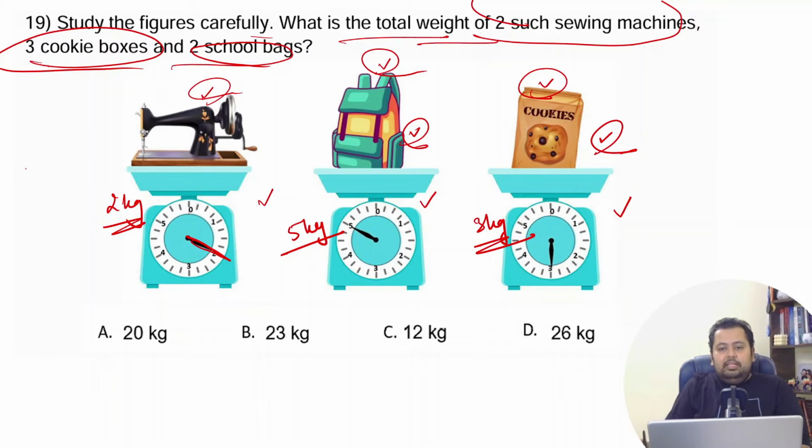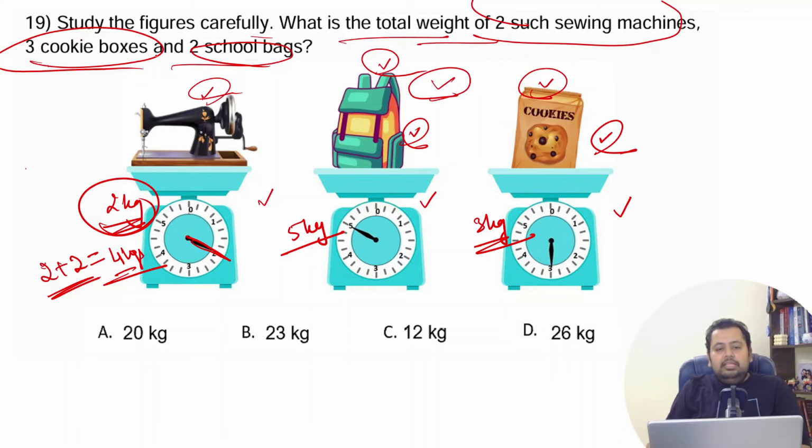Now, two sewing machines will weigh how much? It will be 2 plus 2, that is 4 kgs. Again, school bags. He brings two school bags, so two school bags would weigh how much? 5 plus 5, you do the addition, it would weigh 10 kgs.